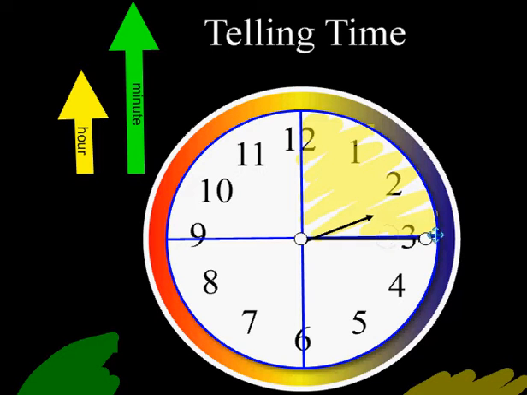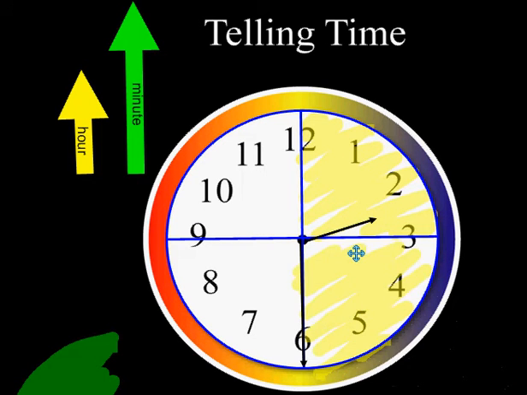If that minute hand keeps going and goes all the way down to the 6, that hour hand will now be halfway between the 2 and the 3. The minute hand will be halfway around the clock, and now we say that it is 2:30 or half past 2 because that minute hand is halfway around the clock, and the hour hand is halfway between the 2 and the 3.